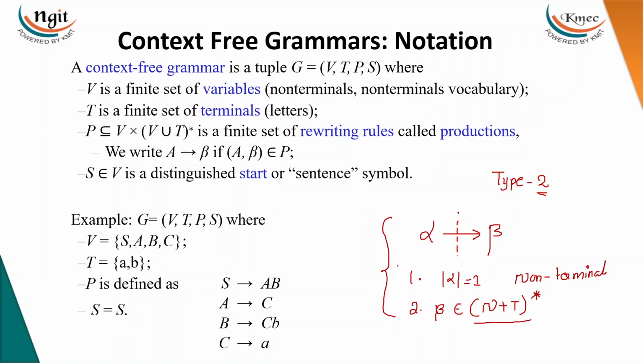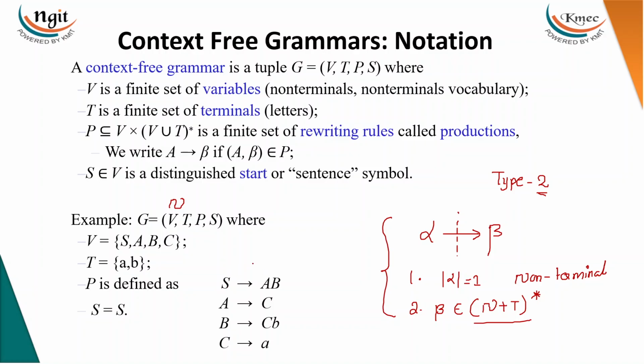Every grammar is denoted with the four tuples V, T, P, S, or sometimes N, T, P, S. V is the set of variables, T is the set of terminals, P is the set of productions or rules, which must be finite, and S is the starting symbol of the grammar. In the grammar you will be given a starting symbol, otherwise you can take the first production's left hand side non-terminal as the starting symbol.